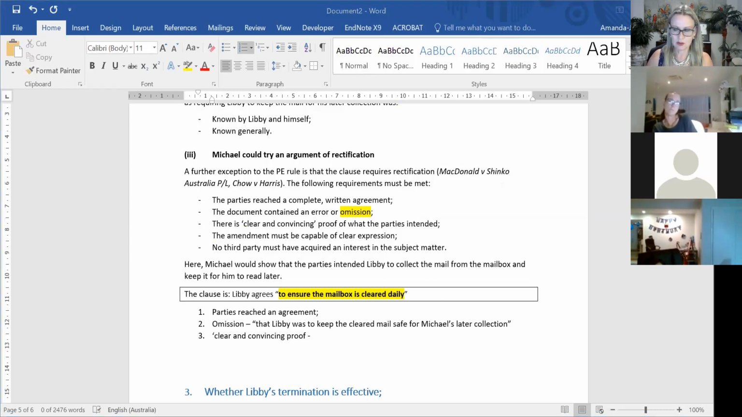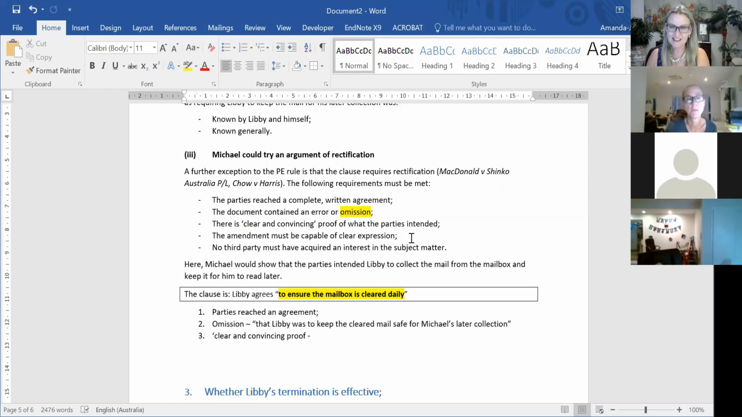Well, on that score, I think, can anybody mount an argument? How would you prove that the parties didn't intend that she could satisfy that obligation by throwing the mail away? Why would he ask her to clear it at all then if he wasn't going to read it or wasn't interested in what was in the mail? If he was happy for it to be thrown away, he could have left it in the mailbox.